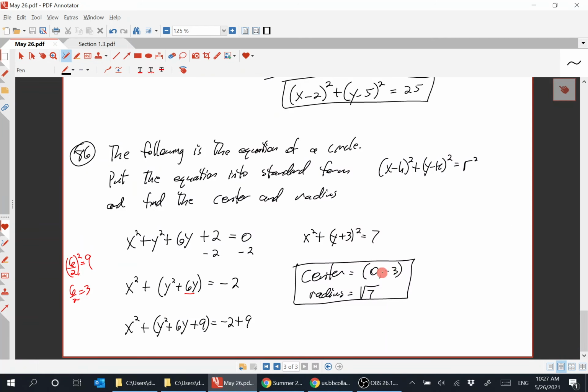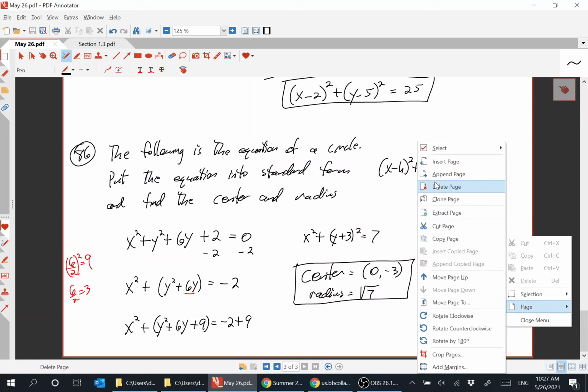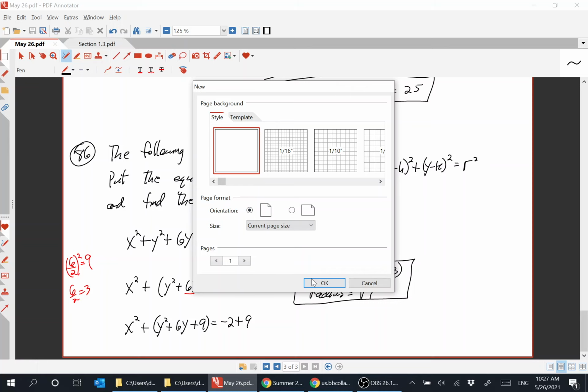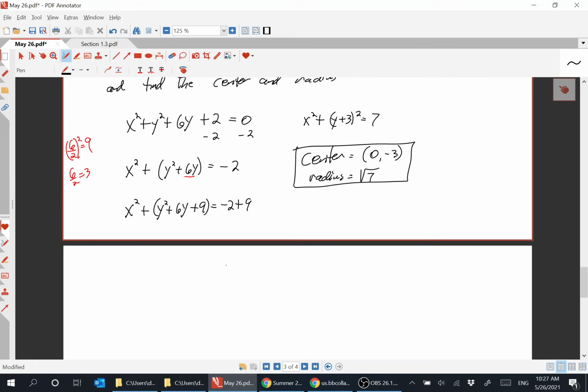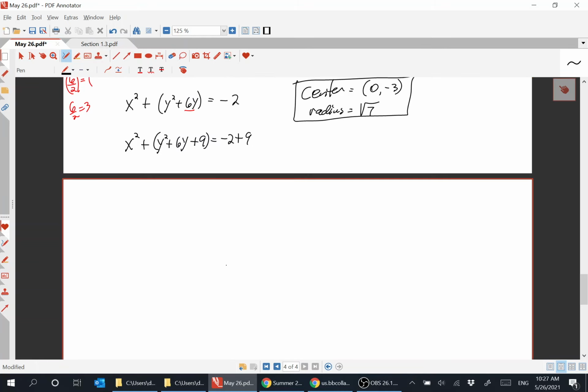All right, so the center is (0, -3). Radius is square root of 7. Let's try another one that has that coefficient of 1. So that was 86.